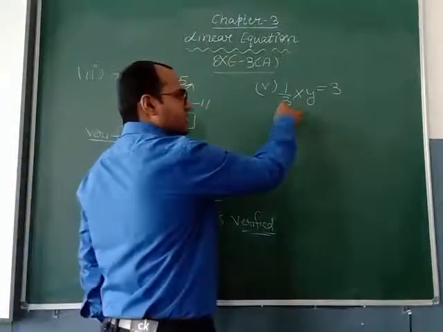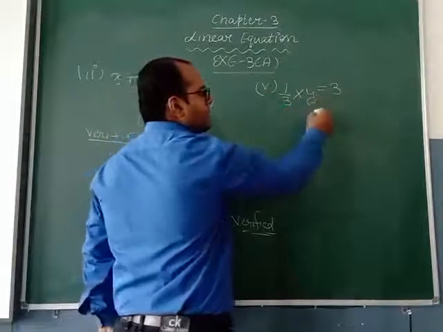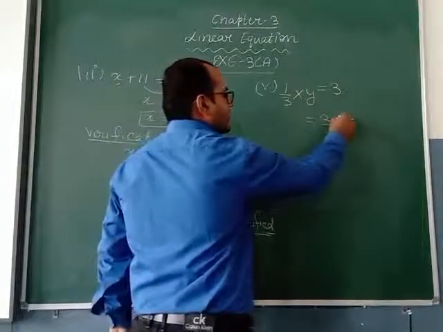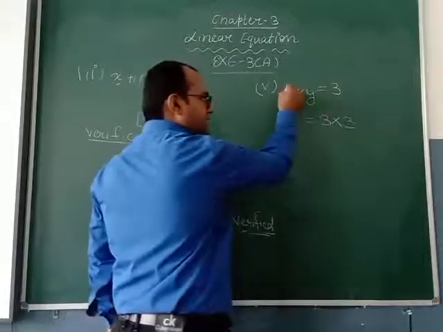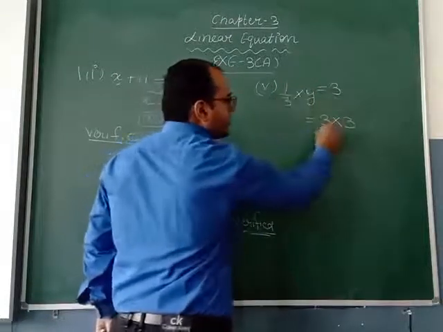Now this 3 is in the denominator. When we bring it to the right hand side, this 3 will come in the numerator. From the denominator it will come in the numerator, and this 1 from the numerator will come to the denominator.